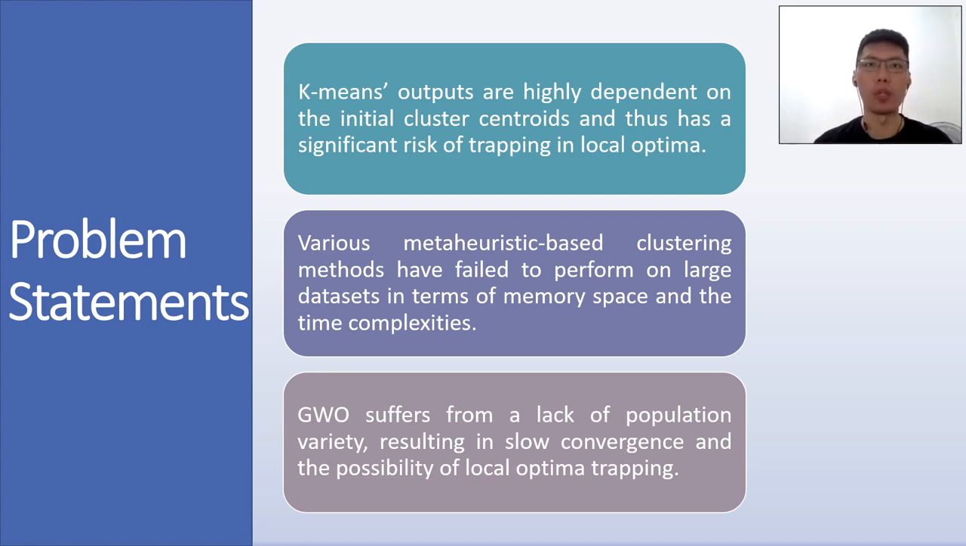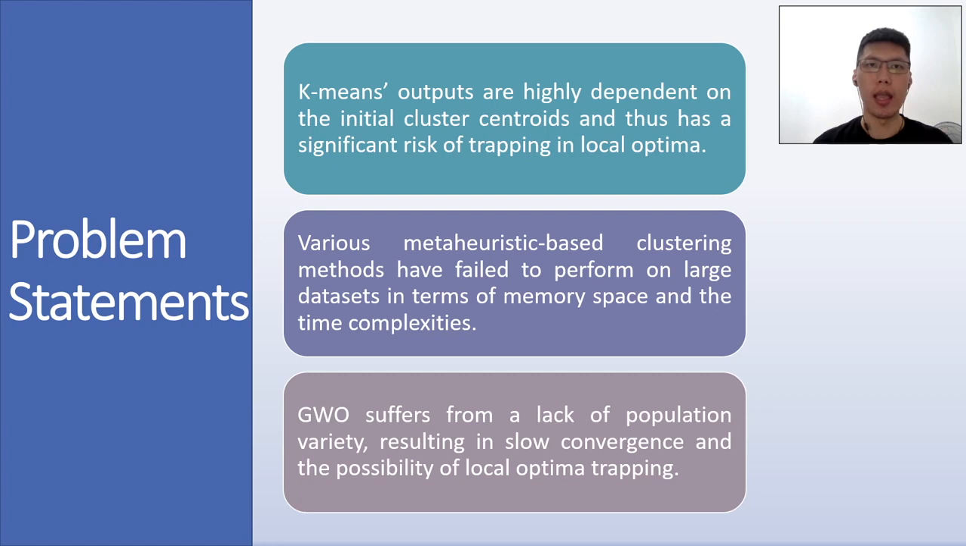However, the K-means algorithm's output is highly dependent on the initial cluster centroids, and thus has a significant risk of trapping in local optima. For the second problem statement, although various meta-heuristic-based clustering methods have been proposed, such as genetic algorithm, BAT algorithm, artificial bee colony-based method, and so on, these clustering algorithms fail to perform efficiently on large datasets in terms of memory space and time complexity. This is due to their sequential execution.